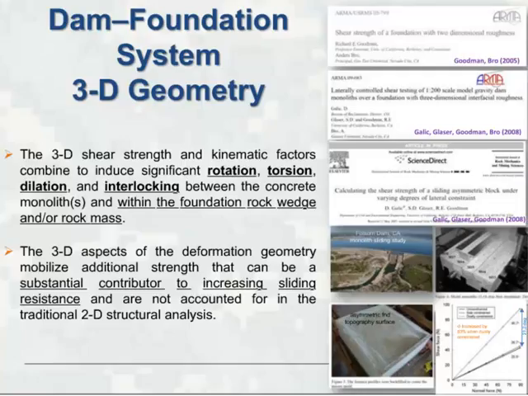Dick Goodman and a number of others at the Bureau of Reclamation have done a lot of studies over the years where they have looked at the sliding stability of monoliths at Folsom Dam and the three-dimensionality of the dam foundation system. And what they have found is that you can generate a huge amount of additional shear strength because of the rotation, torsion, dilation, and interlocking that happens between the concrete monolith and the foundation rock wedge, along the foundation contact. In three dimensions for a concrete structure, you've got to be able to account for some of that somehow. So we've got to respect the 2D results.